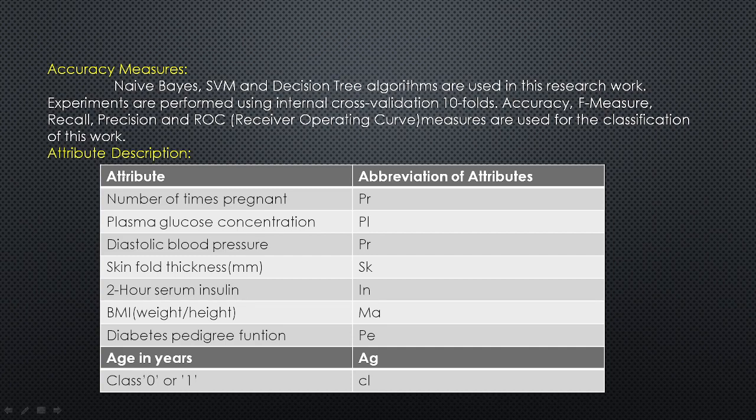Attribute description. Here are all the attributes: number of times pregnant, plasma glucose concentration, diastolic blood pressure, skin fold thickness, 2-hour serum insulin, BMI, diabetes pedigree function, age in years, and class 0 or 1. And the abbreviations of the attributes are like PR, PL, PR, SK, INS, MA, PE, AG, and CL.